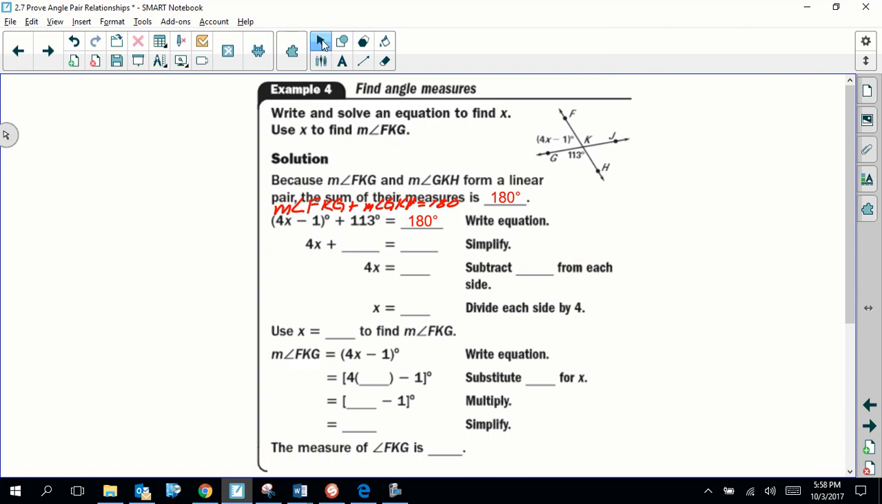So combining the like terms, the -1 and the +113 gives me 112 to equal 180. Move the 112 over through subtraction. 4x is equal to 68. Divide by 4, x is 17. So now that I know that the measurement of that is 17 degrees, and apparently I forgot to show that this is 17, here substitute 17 for x and simplify the expression, and we get the measurement of angle FKG to be 67 degrees.